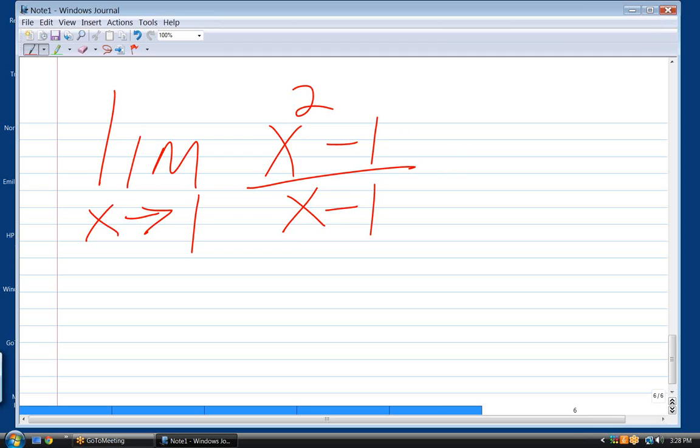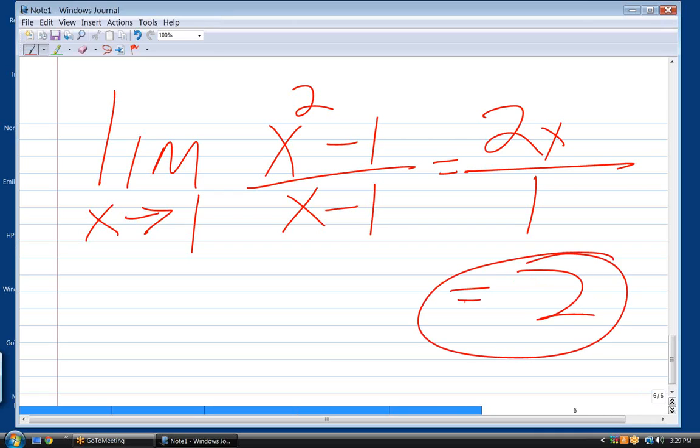Well, notice that if we take the derivative of the top, what's that? Using the power rule, 2x to the 1. Derivative of a constant is 0. So that's the derivative of the top. The derivative of x is just 1. Now substitute x equal 1 and you get 2, the answer. Far easier to get it this way.